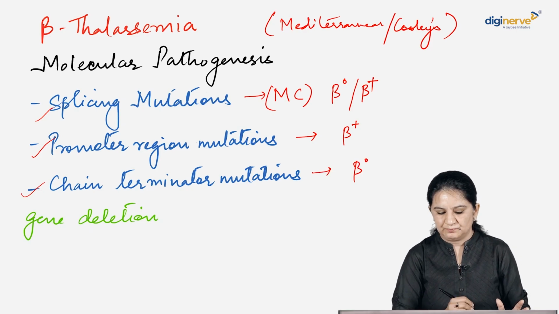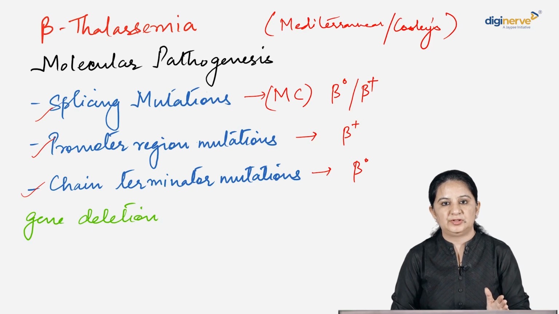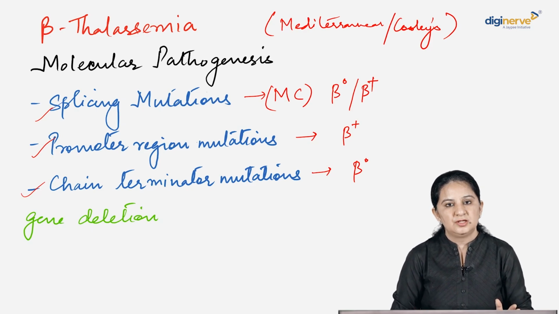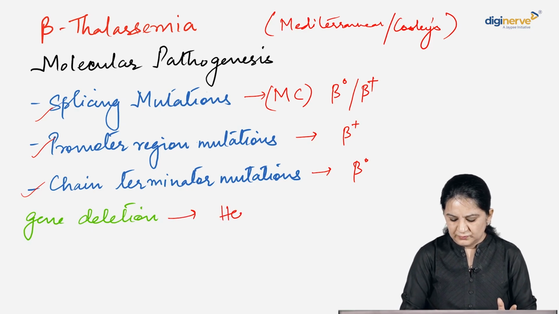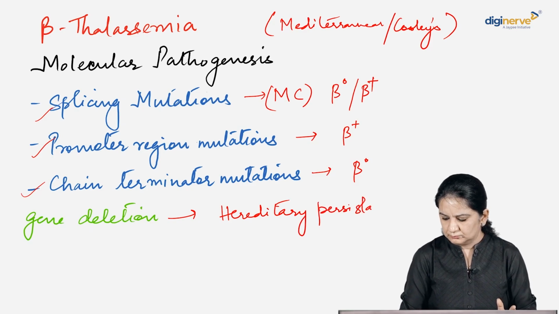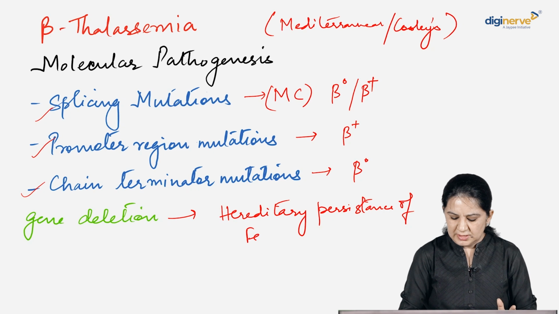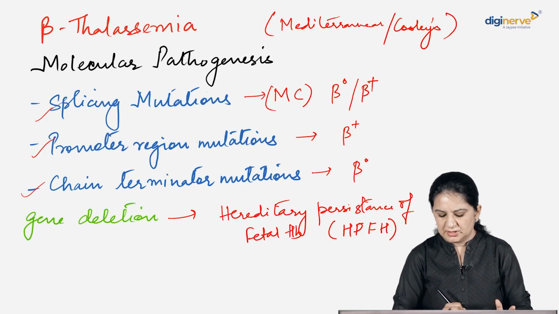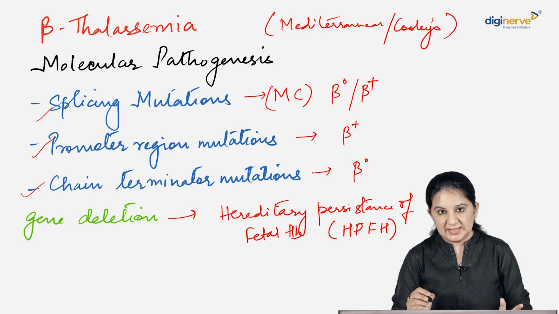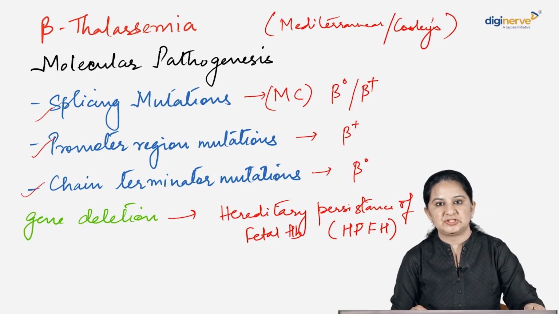So, I just mentioned mutations are the most important defects in beta thalassemia. You also see gene deletion very rarely, and you see gene deletion in case of hereditary persistence of fetal hemoglobin, HPFH. What is this? Beta thalassemia resulting from gene deletion. Primarily it is mutation of genes, alright.